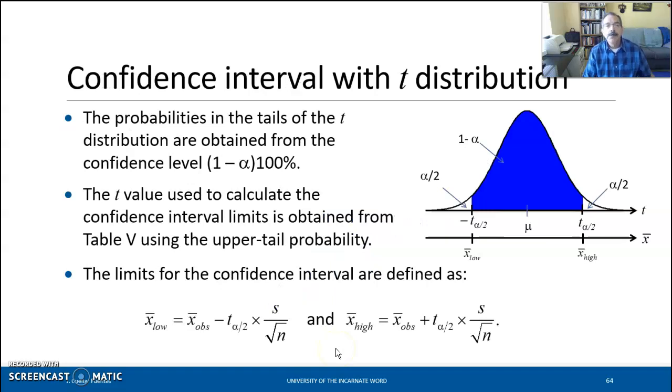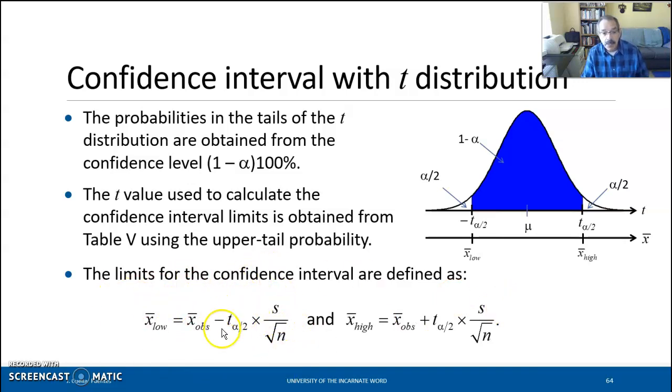All right, so how do we get the confidence intervals with the t distribution? Well, in exactly the same manner as I showed you in the previous segment. We use the confidence level to find the probabilities in the lower and upper tails. And then we use the probability in the upper tail on table 5 and the degrees of freedom of the t distribution to find the t-value. And then we replace that t-value, the sample mean, the sample standard deviation and the sample size into the equations I showed you before.